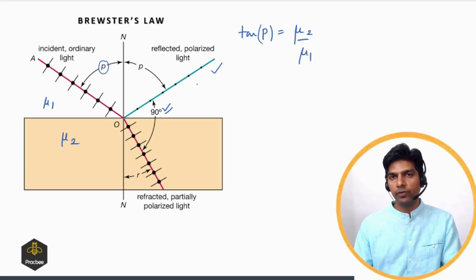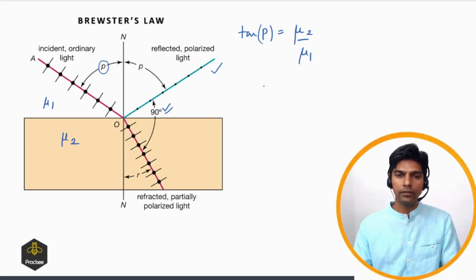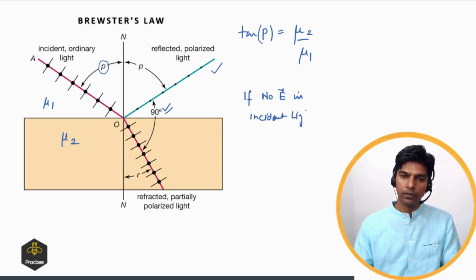And suppose we have an incident light which has no electric field vector, so if no electric field in incident light, then no reflection, only transmission, right? So this you have to remember.